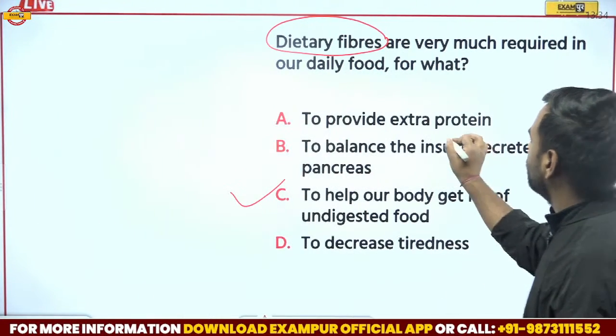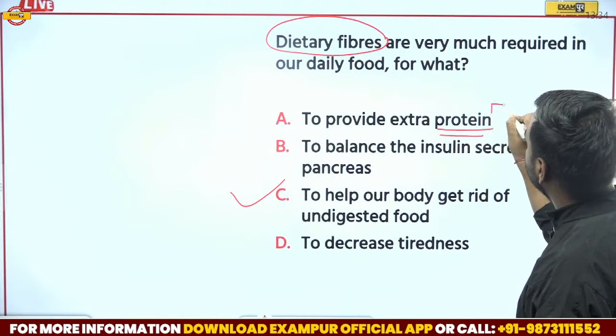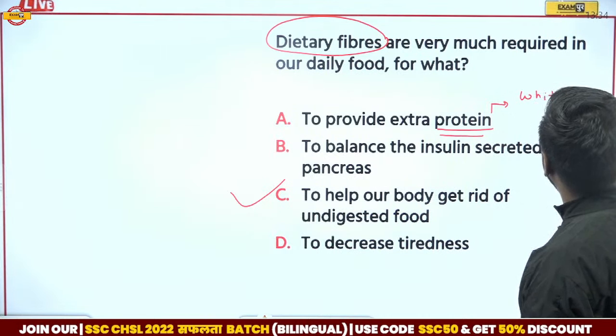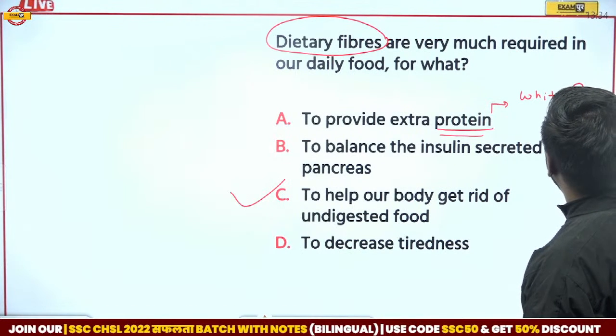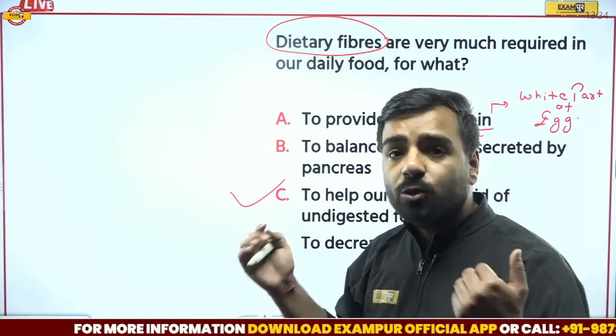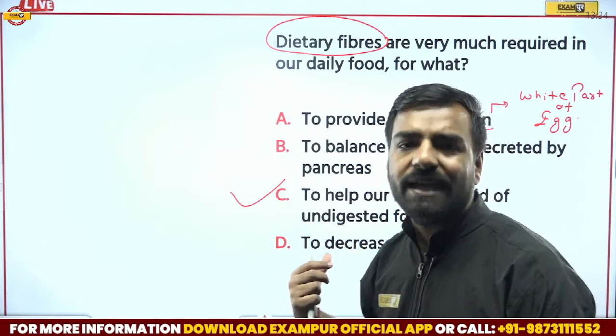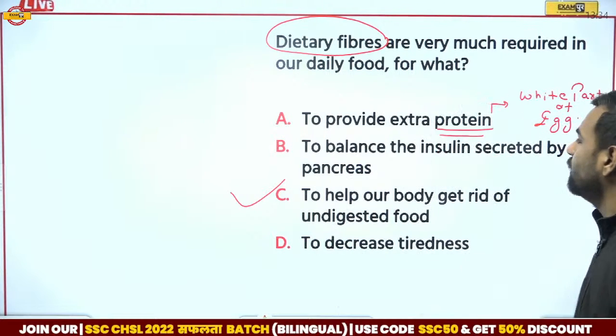If I talk about protein, you can get it from where? You can talk about the white part of the egg. Apart from that, if you're eating dal, that is those pulses, or the meat part or white part of the egg, all these will give you protein.